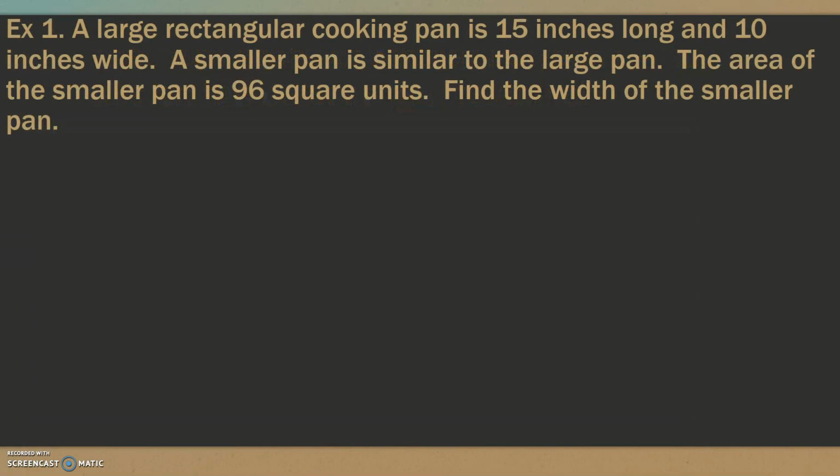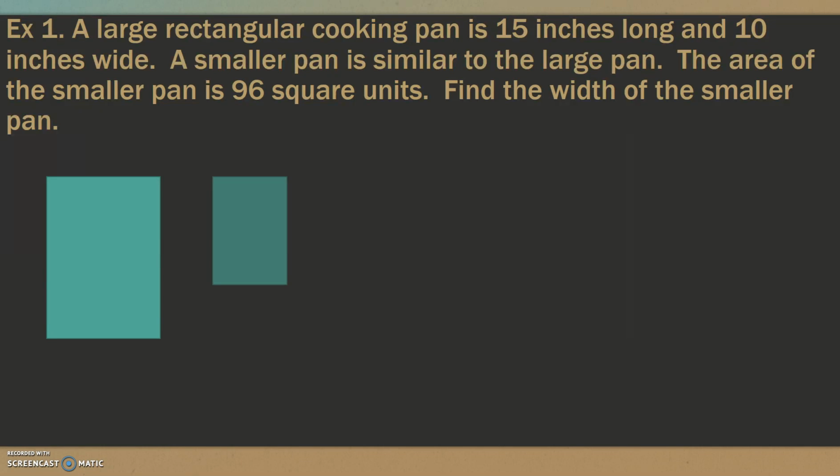All right, so let's do an example using that knowledge. We have a large rectangular cooking pan that is 15 inches long and 10 inches wide. Then we have a smaller one that is similar to that larger pan. The area of the smaller pan is 96 square units. So what we're going to do is find the width of the smaller pan.